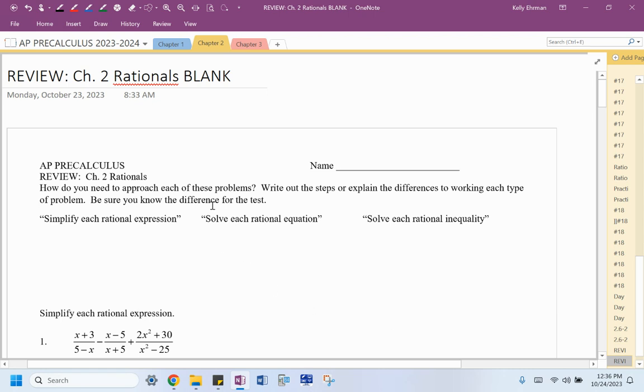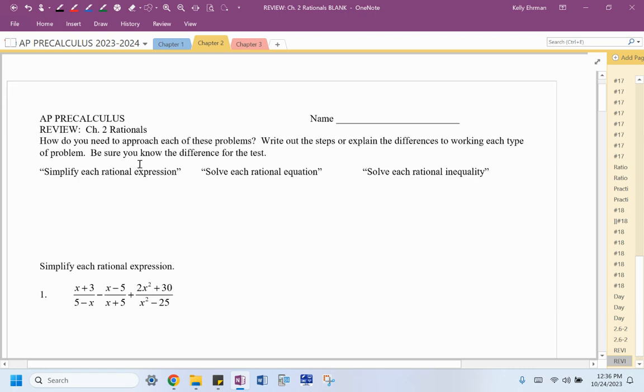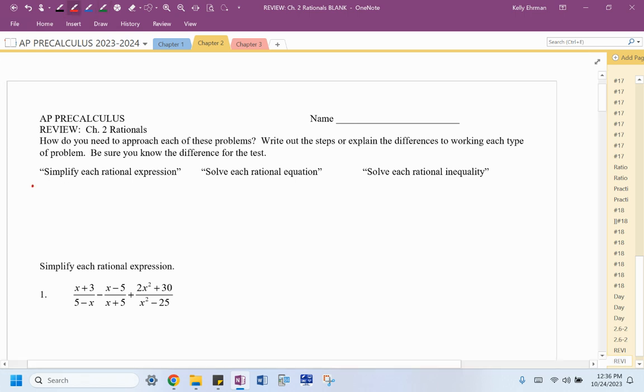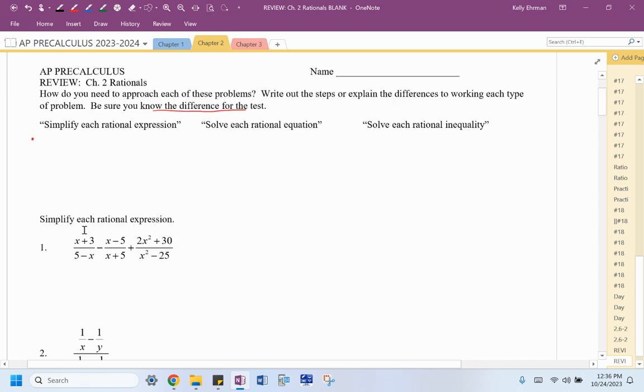All right, the review for the rationals portion of chapter 2 is all non-calculator, and so is our test. So it's good to study methods because it's easy to get these mixed up. You can write this out any way you want, but you want to know the difference between simplify each rational expression, solve each rational equation, and solve the rational inequality. I do have them split up like they are in the review, so the problems are not mixed together.